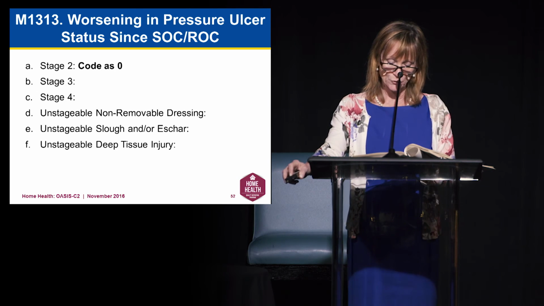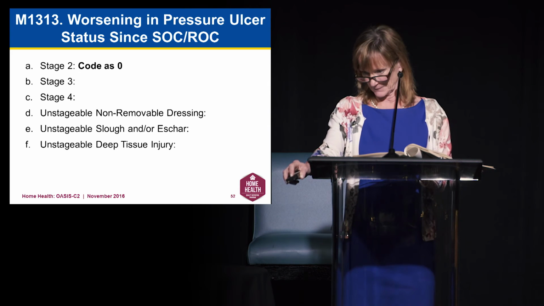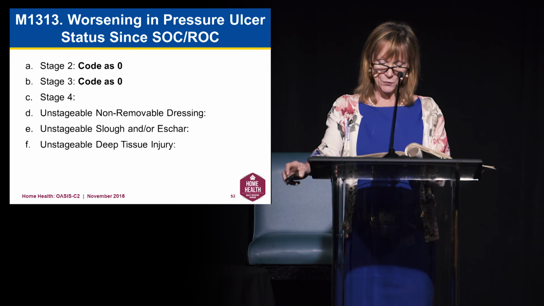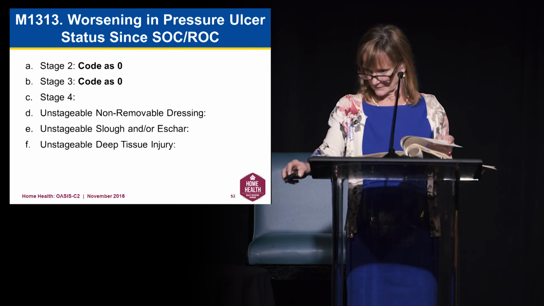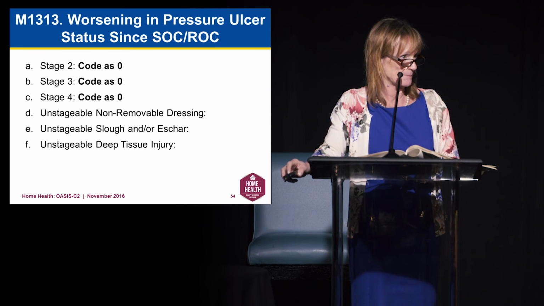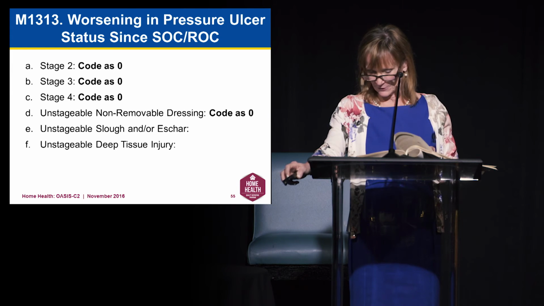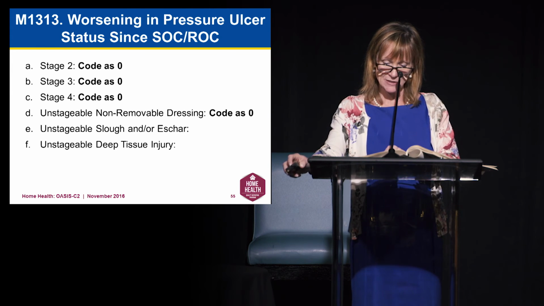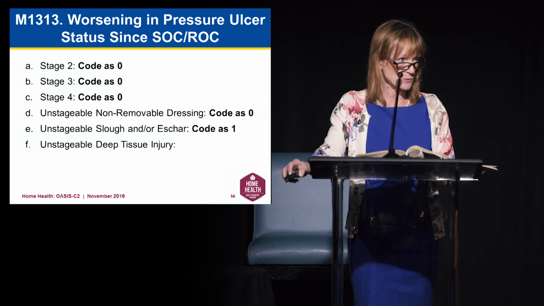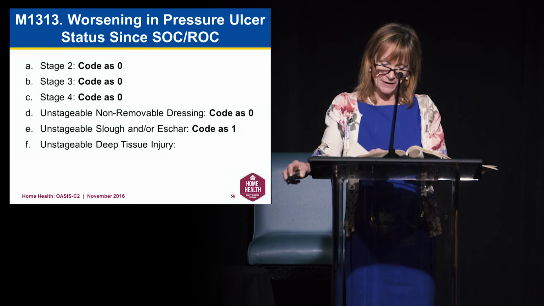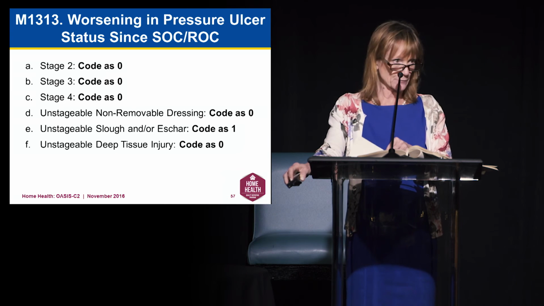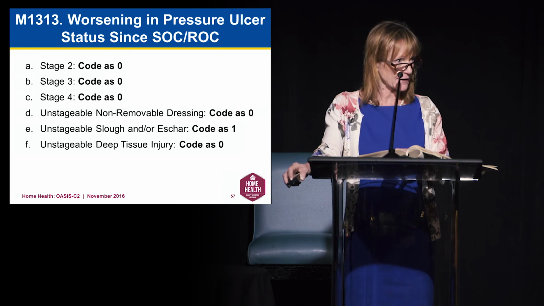And how did your group score B for stage 3? 0. Great job. And for stage 4? Correct. And how about for D, for the unstageable, non-removable dressing? 0. Correct. And for unstageable slough or eschar? 1. Correct. That would be scored as 1. And how about for F, the unstageable deep tissue injury? Correct. That would be 0. Great job.